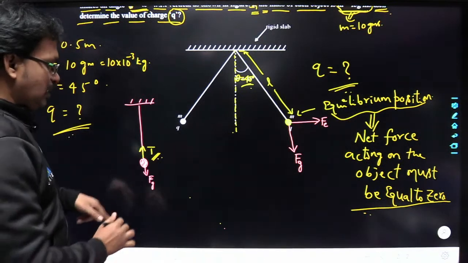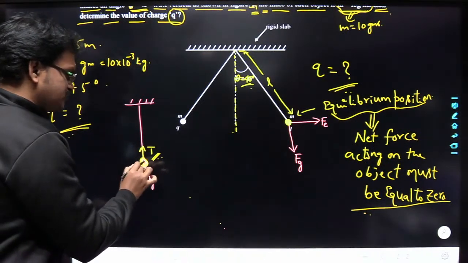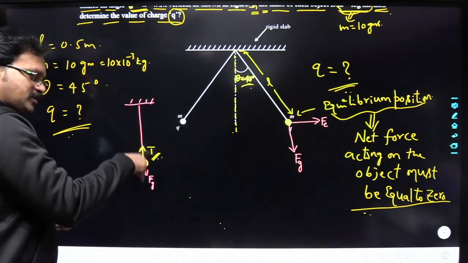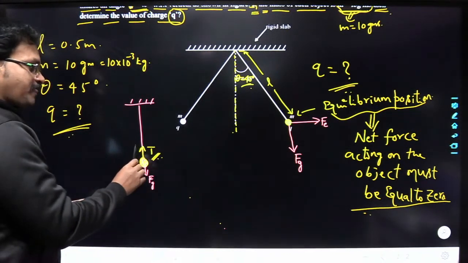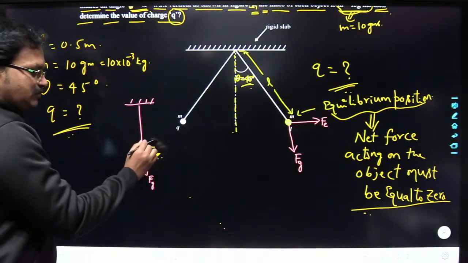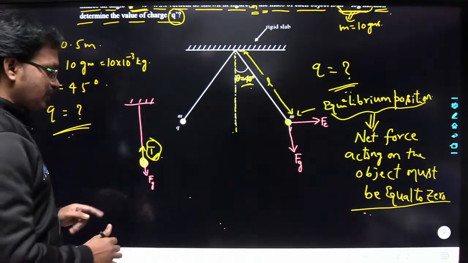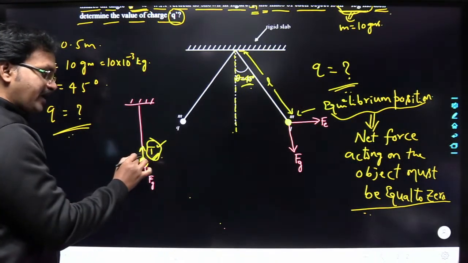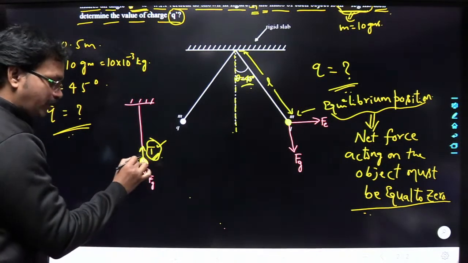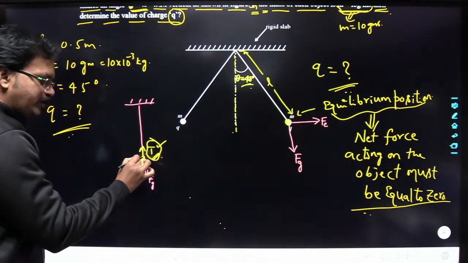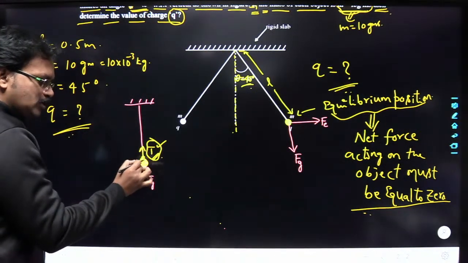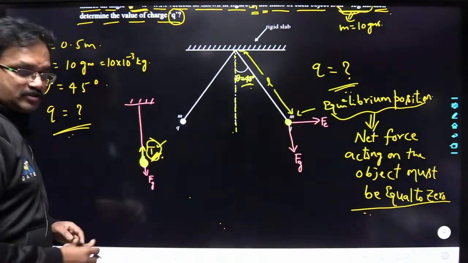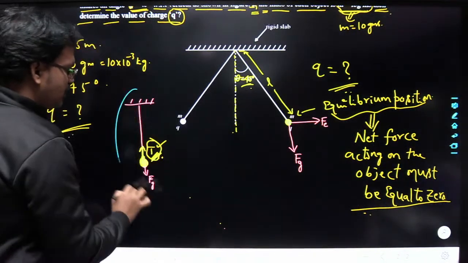Whenever you have suspended an object like this, the thread is pulling the object in the upward direction and the gravitational pull is pulling the object in the downward direction. So the force provided by this thread is nothing but the tension force. And always remember, this tension force will always point in a direction opposite to the point of contact. This is the point of contact between the thread and the object. From the point of contact, it is going to point in the opposite direction. That is the tension force.